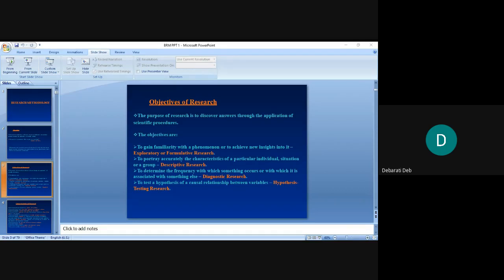Similarly, in your case also, you will have to do the same thing if you're going for diagnostic research. So what you will do is determine the frequency. Frequency means the number of times a particular event occurs, or you might relate one thing to another. Say, the number of corona positive cases and the number of admitted students in Salesian College. You want to relate these two. So you have to find out whether these two are related or not.